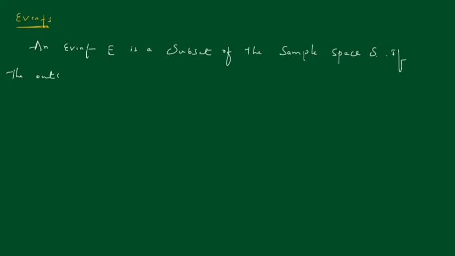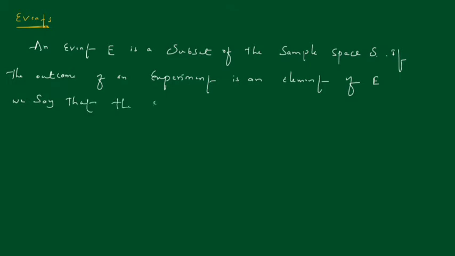if the outcome of an experiment is an element of E, we say that the event E has occurred, right?